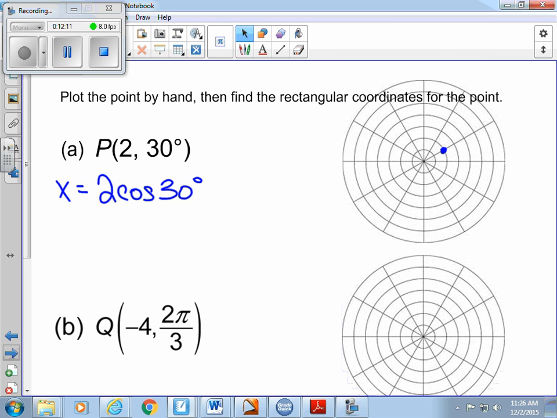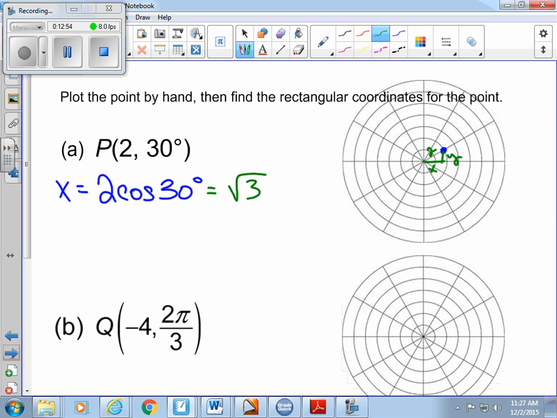Okay, let's look at the triangle for a second. If this is x and this is y, to find the x, I know this distance is 2, right? So cosine of theta would be x over 2, or 2 cosine of theta would be x. What is the cosine of 30 degrees? Root 3 over 2. So multiply that by 2 and you get root 3. Any questions about that one?